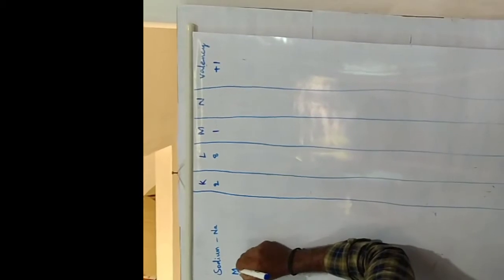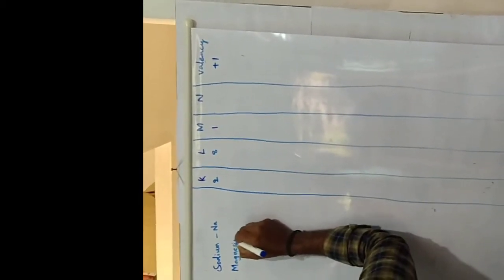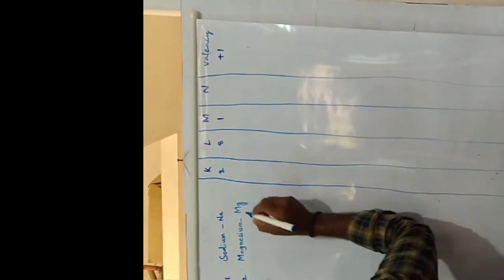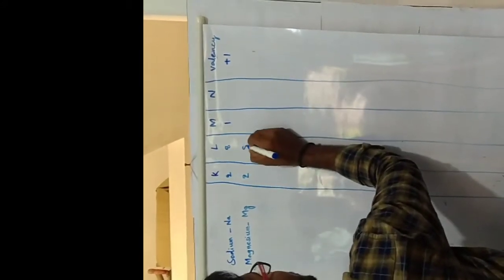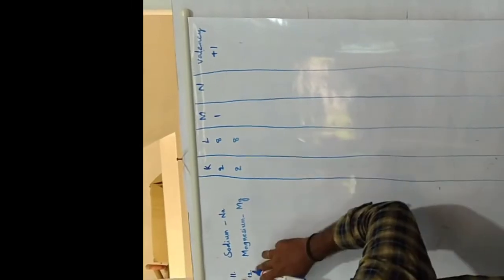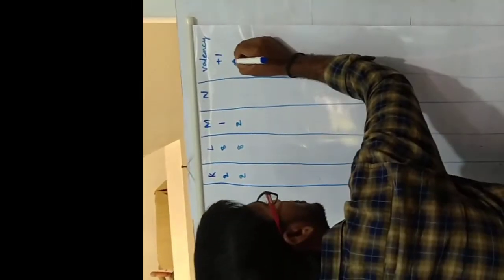Next element is atomic number 12, magnesium. Symbol of magnesium Mg. So electronic configuration: K shell completely filled, 2 electrons, L shell is 8 electrons, full. 8 plus 2, 10, remaining 2 electrons will enter into the M shell. So valency plus 2.